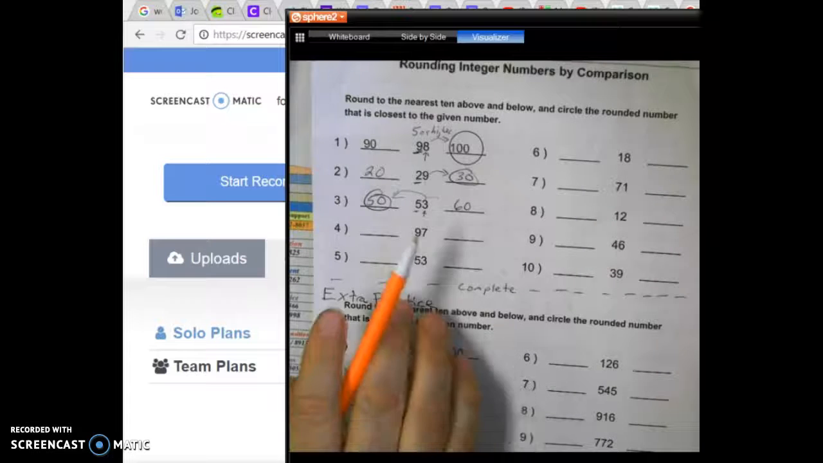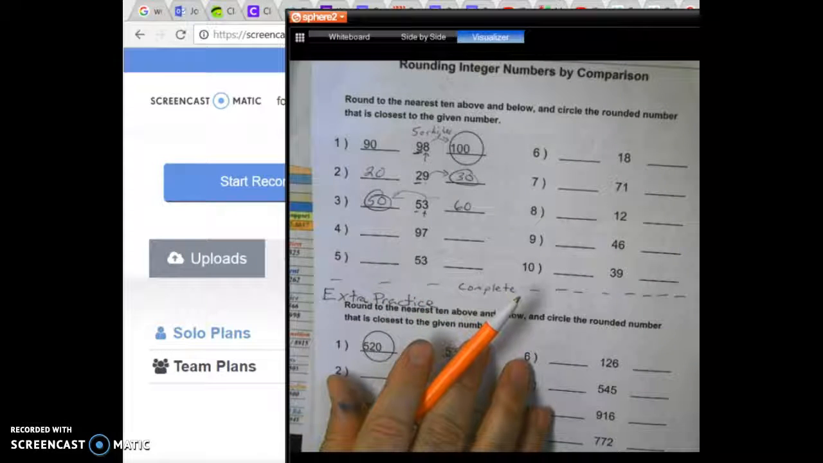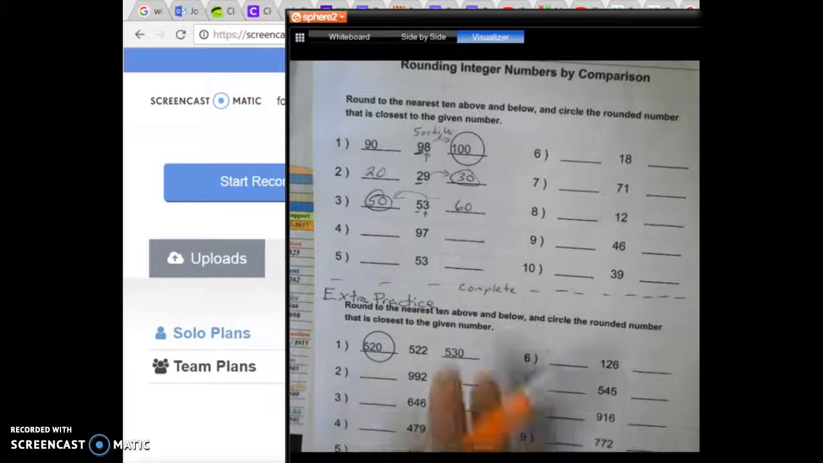So again, that's how we round numbers to the nearest 10 for numbers in between 10 and 100.